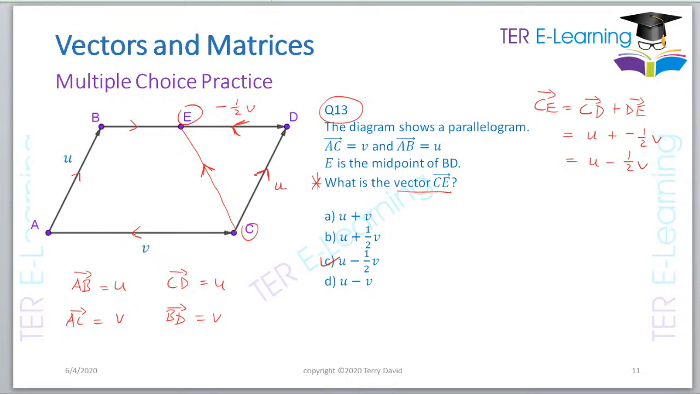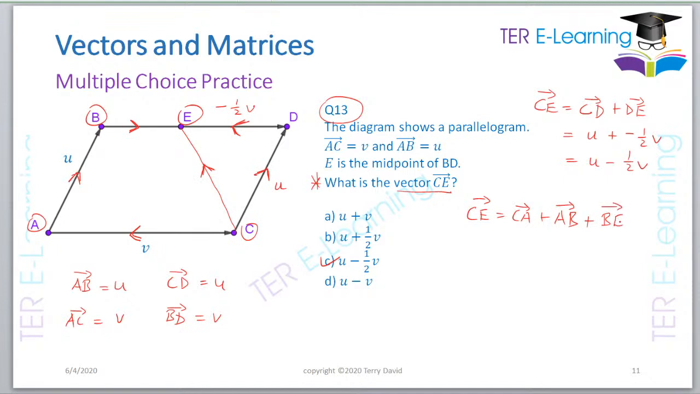Now, if we had done the alternate route here, so let's say we had done this. There's another way you can work this as well, right? So CE, you want to start at C, then we go into A, then to B, and then to E. So CE is equal to this vector here, which is CA, plus this vector here, which is AB, plus we're going this way here, which is BE.